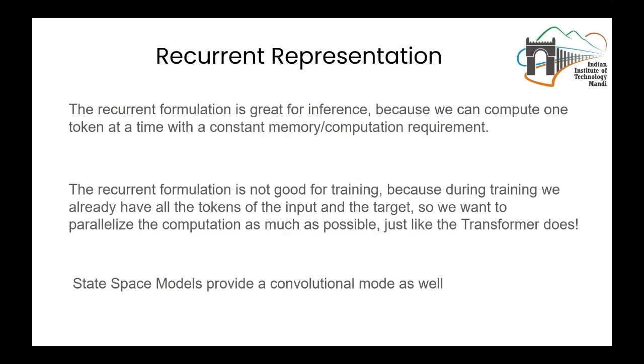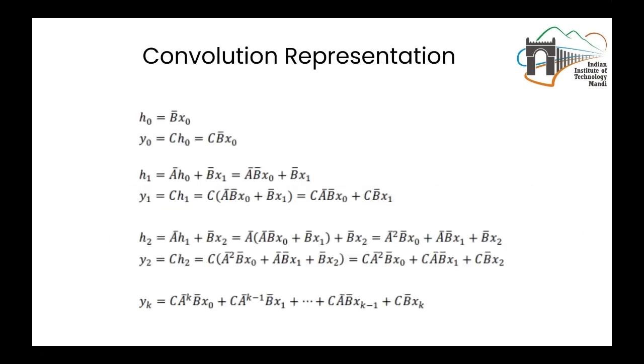So what we can do for the second problem, making it parallelizable, is to use a different version of the state space model, which is convolutional mode. How we get the idea of the convolutional representation is that we again write the two equations for time step 0, 1, 2, and k. And when we are doing this, we see a strange pattern.